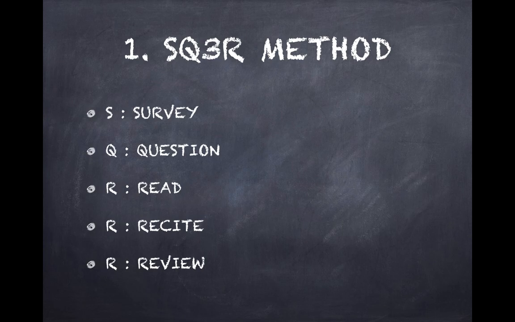Then R stands for read. So you go ahead and read the chapter and formulate the answers to the questions that you framed in step 2. The next R stands for recite. Here you summarize whatever you've read in your own words and try to answer the questions that you've framed in the second step. The third R stands for review. Once you've finished a chapter, it's important to review the material to fully understand it and later quiz yourselves by doing some practice questions. So that's the first technique.